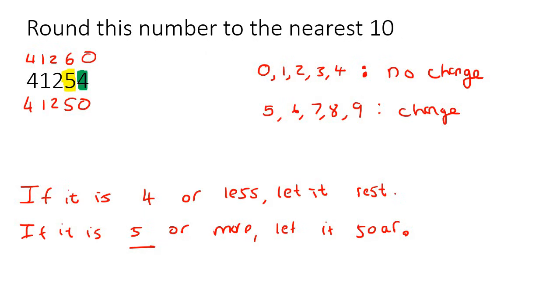So what we do is we look at this 4 over here and look at that. It says, if it is 4 or less, let it rest. And so we're going to let this number rest. And so the final answer would be that one over there. But now that still might be a bit confusing. So let's do a few more examples.